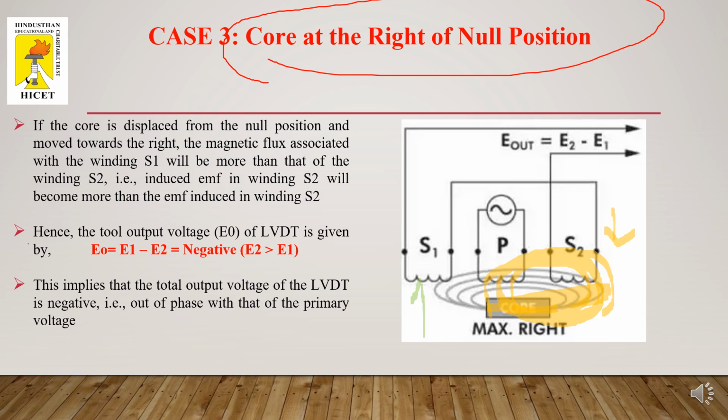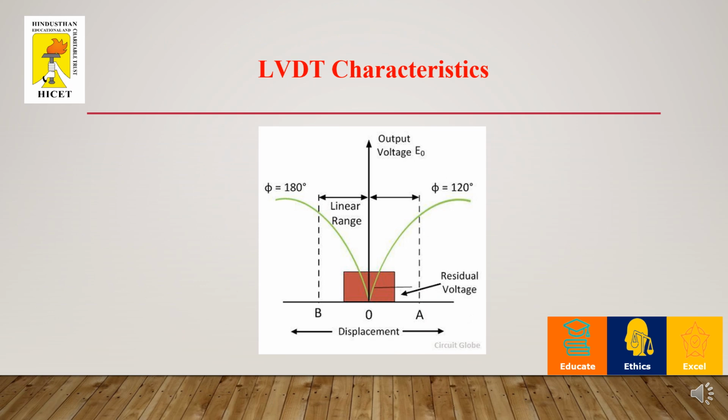Here the air gap is getting increased, but still I cannot say that there is no flux linkage in the S1. There is a linkage, but it is comparatively less than that of the S2. So I can say that ES2 is always greater than ES1. Hope these three characteristics are clear to you. And with this characteristics curve, we can see that three different conditions arrive.